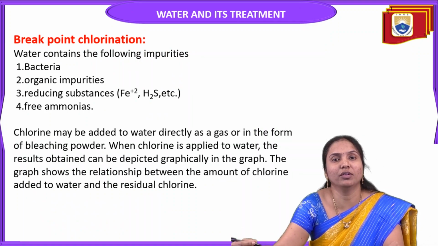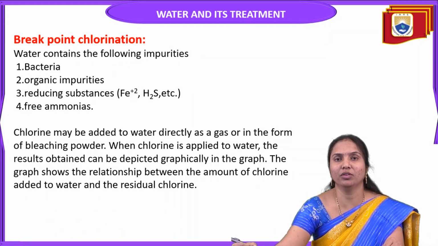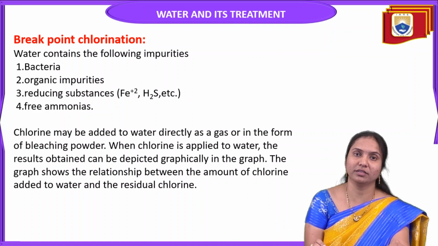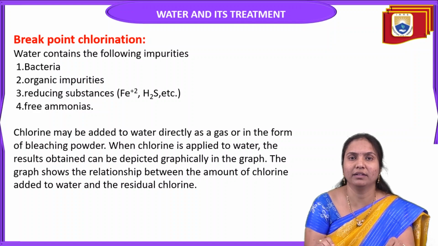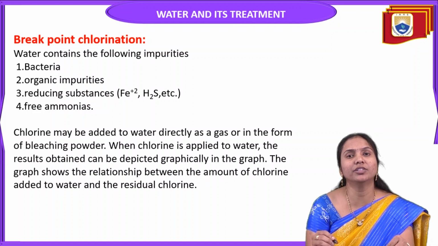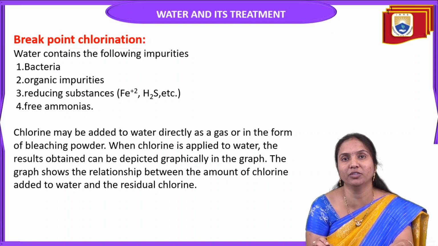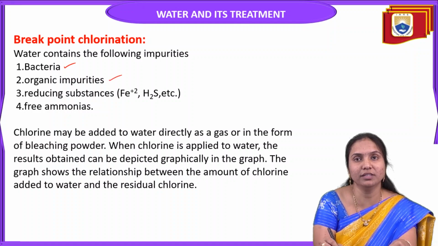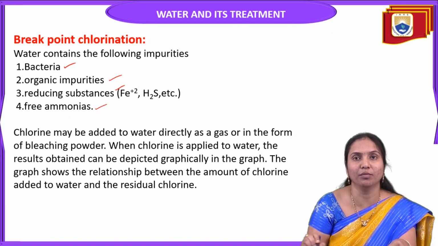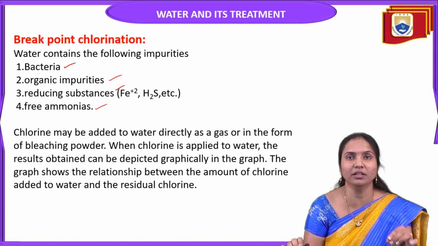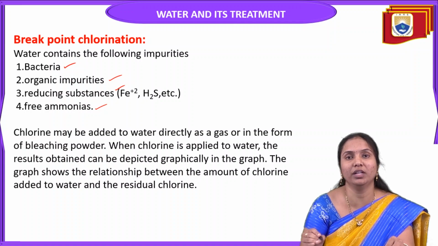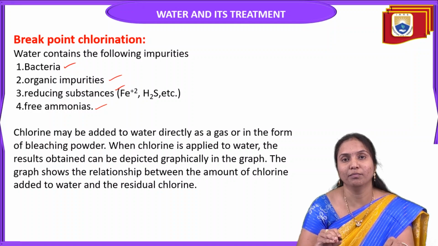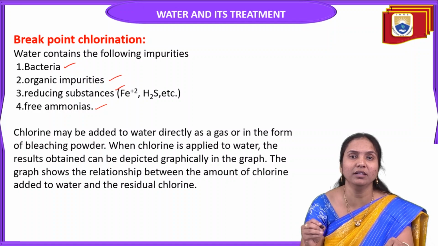Now let's discuss breakpoint chlorination. So what is the meaning of breakpoint chlorination? Generally, we add chlorine to water to remove impurities, to kill the bacteria present in water. Generally, which types of bacteria or impurities are present in water? Water containing bacteria or organic impurities, reducing substances and free ammonia, for example. So when we add chlorine to water, it reacts with all these types of impurities and removes the bacteria and the impurities present in water.